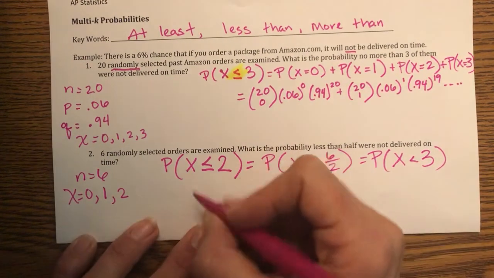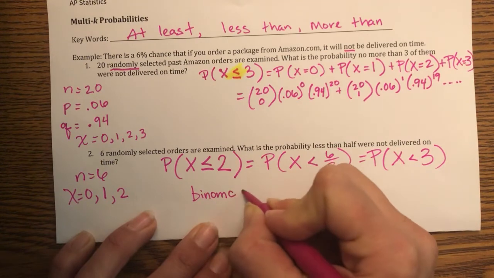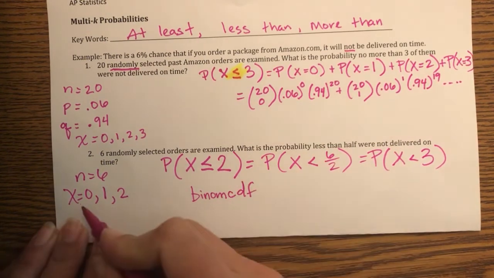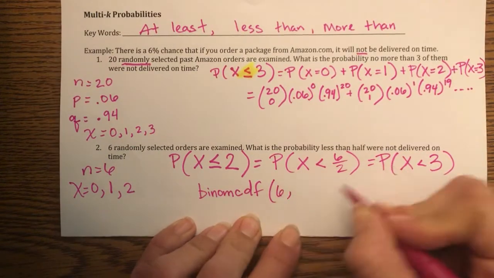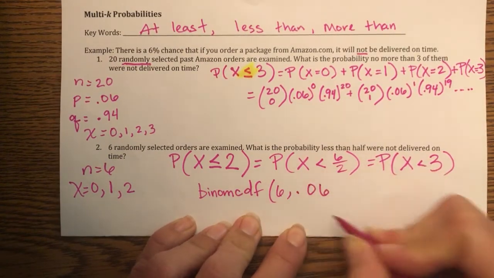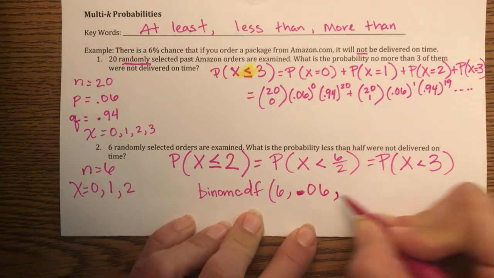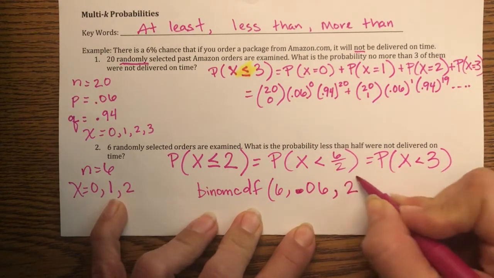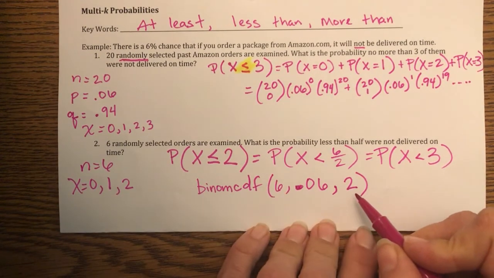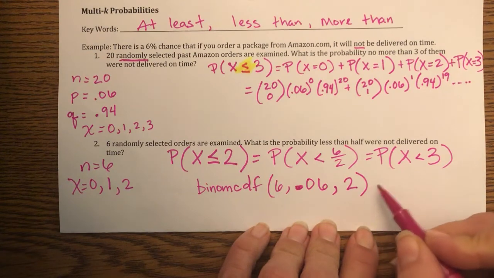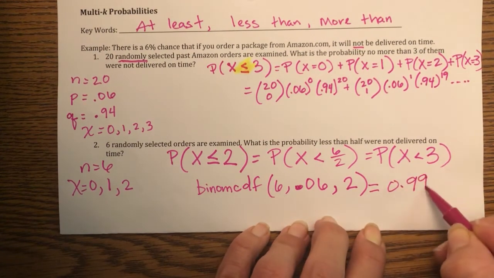So you can go to your binomial CDF, cumulative. We have to add up all these likelihoods. You have 6 trials. The probability of success is still 0.06. The probability that it's late is 0.06. And we're looking at up to 2. So make sure you put a 2 there. Notice I did not put a 3 in this scenario. And that should get you 0.996.